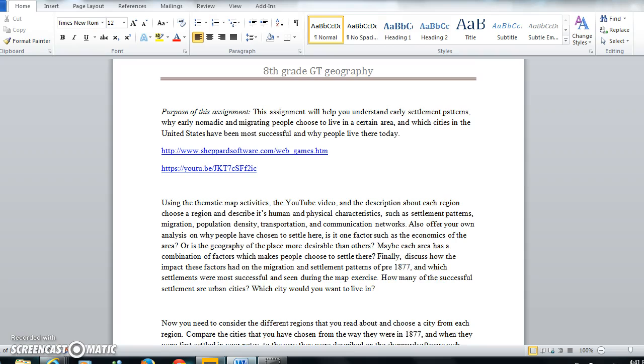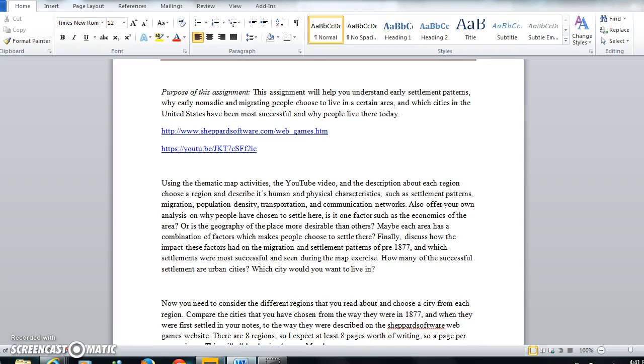Okay, the purpose of this assignment: in class we've been talking about migration patterns and where people live in the United States in the era from probably the 1840s, 1835, to the 1860s, pretty much the post-Civil War era. So what we're going to do is look at the early settlement patterns and why nomadic and migrating people chose to live in a certain area, which cities in the United States have been successful, and why people live there today.